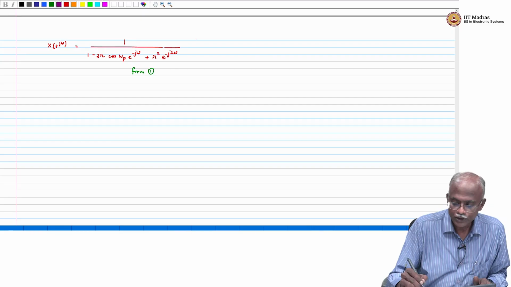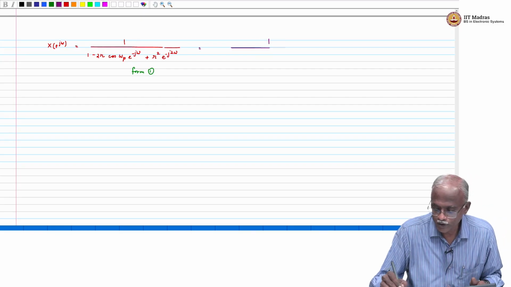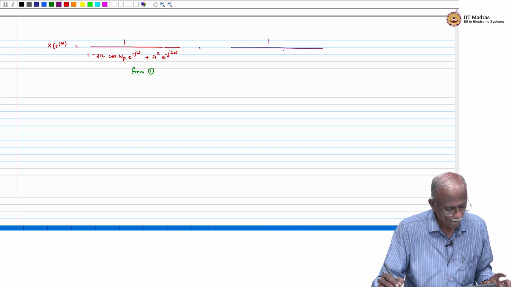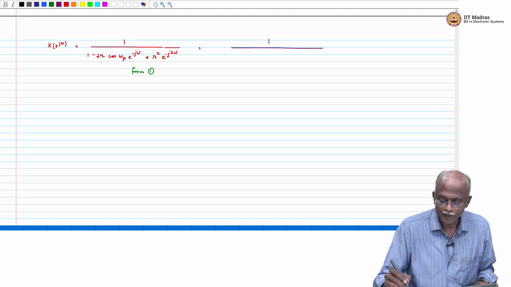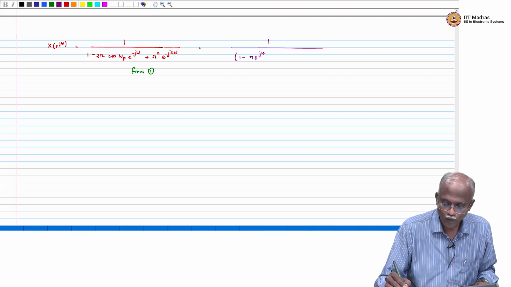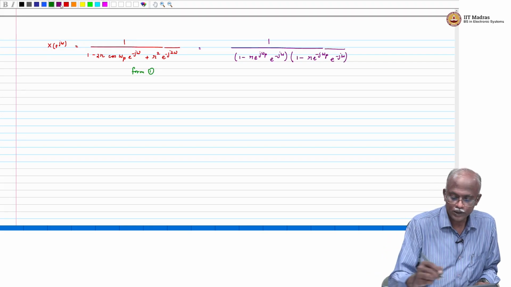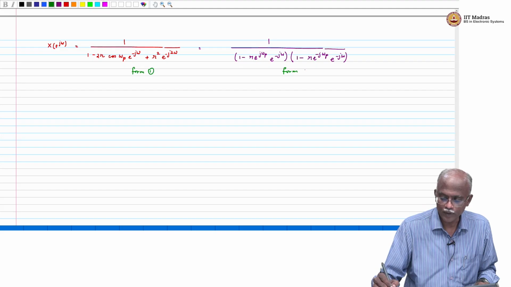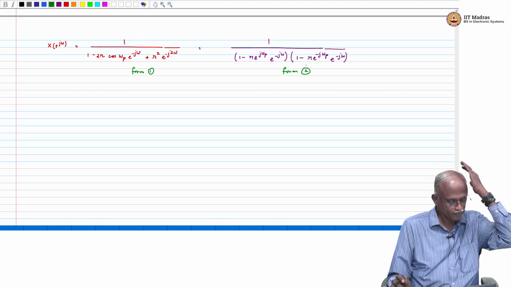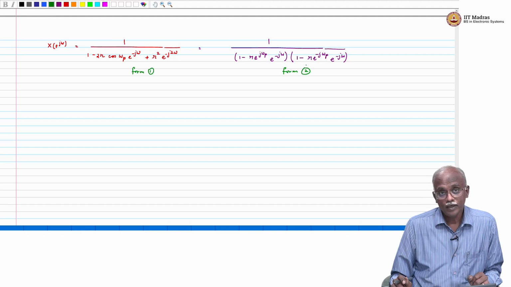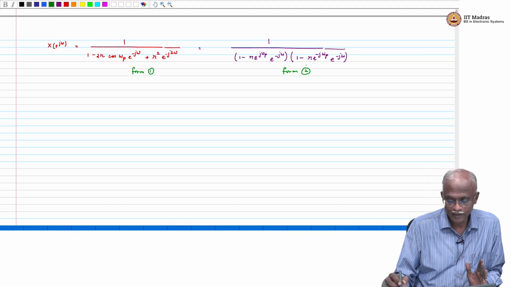We can show just now through the factorization that this can also be written as 1 minus r e power j omega p e power minus j omega, times 1 minus r e power minus j omega p e power minus j omega. This is form 2. They are identically equal. We have just written it down in factored form. I hope you are comfortable with that.